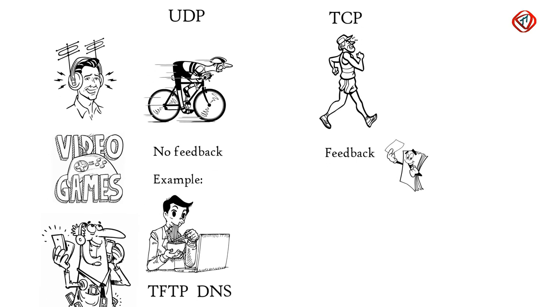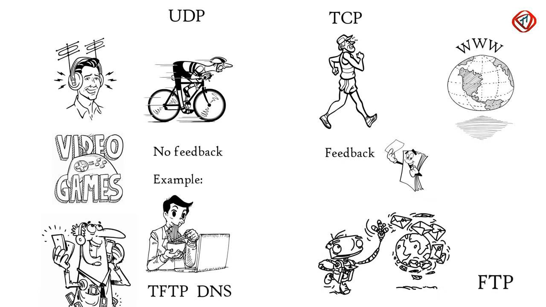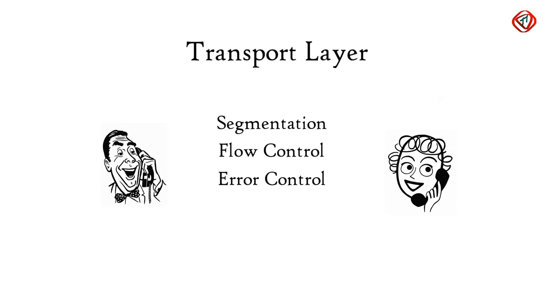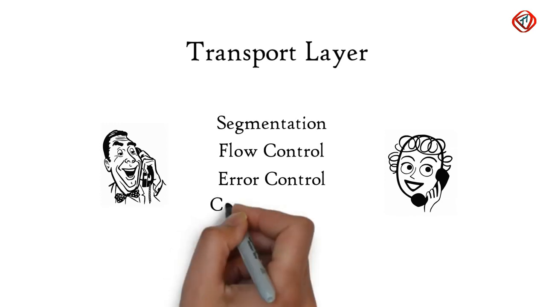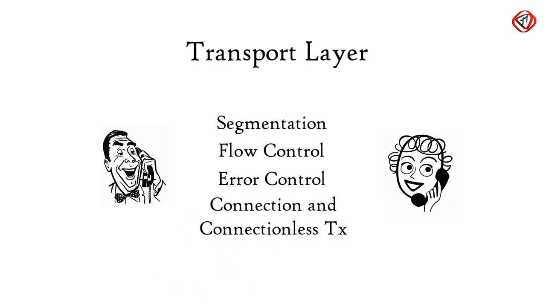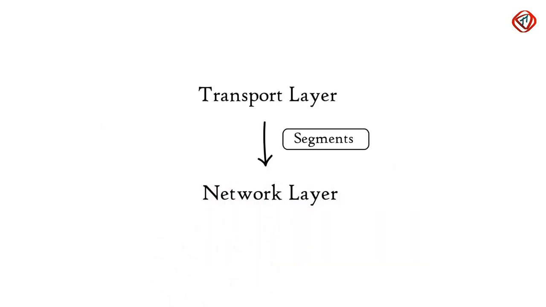On the other hand, TCP is used where full data delivery is a must. For example, World Wide Web, email, FTP, etc. So, transport layer is involved in segmentation, flow control, error control, connection-oriented and connectionless transmission. Transport layer passes data segments to the network layer.